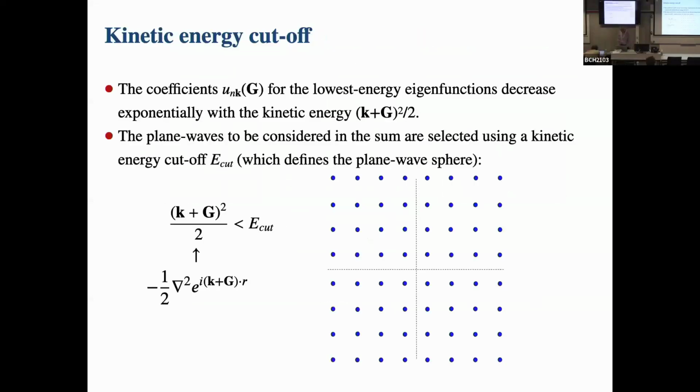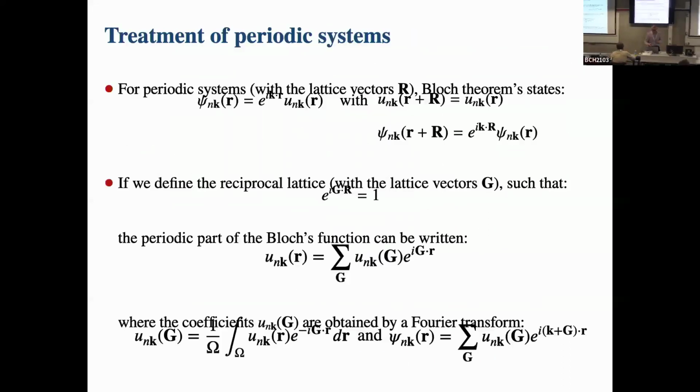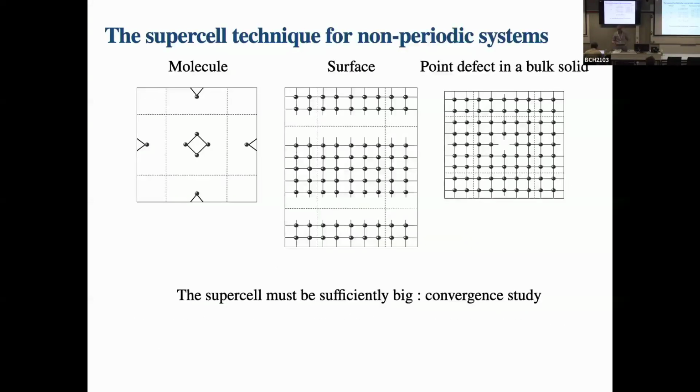So an important parameter that you have to deal with when you're using plane waves is the so-called energy cutoff. That basically defines your basis set. In the sum that we had here before, we cannot do the sum up to infinity. We have to truncate it. So how do we truncate it?